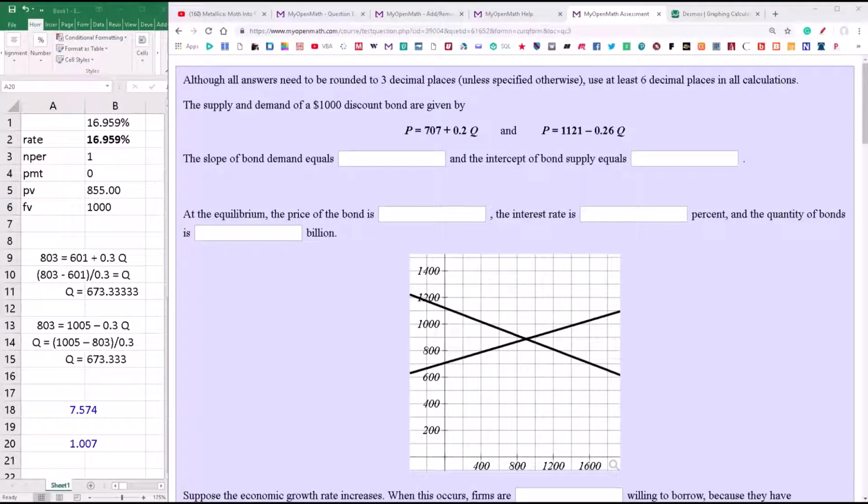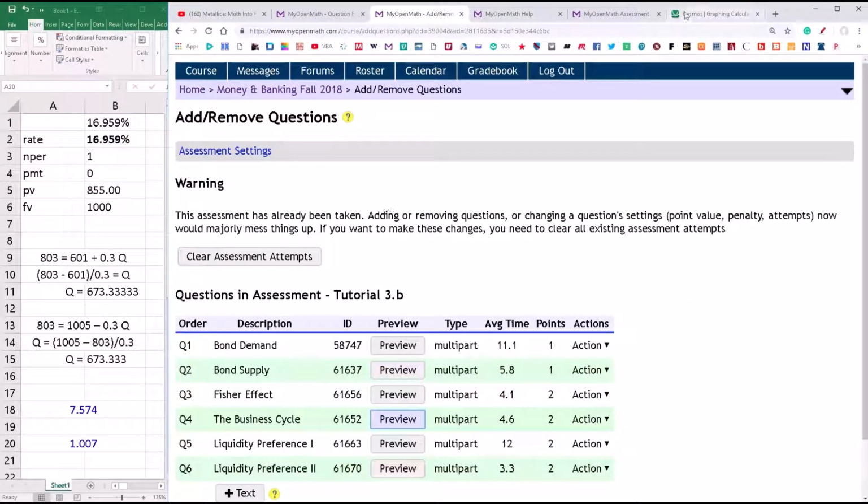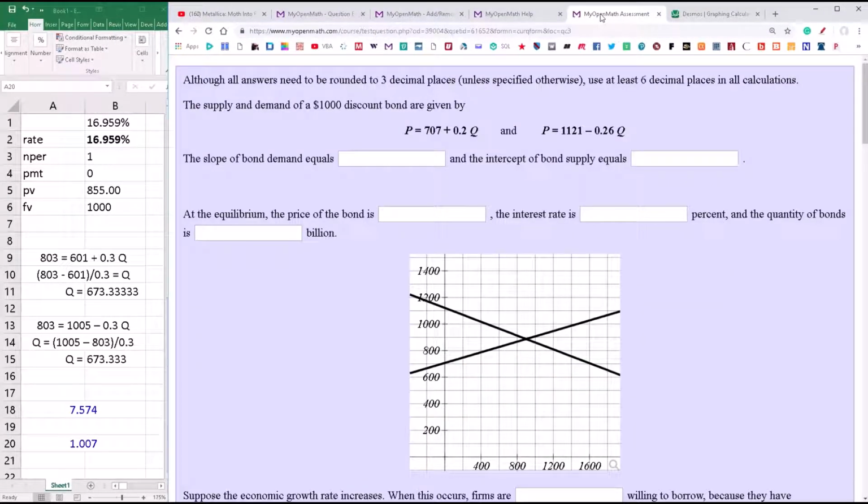In homework 3B, question 4, I think it's question 4. Yeah, question 4. We're going to use the bond market to derive the relationship of interest rates over the business cycle. Again, we have the supply curve and we have the bond demand curve. We know this is the bond demand curve because the slope is a negative 0.26.